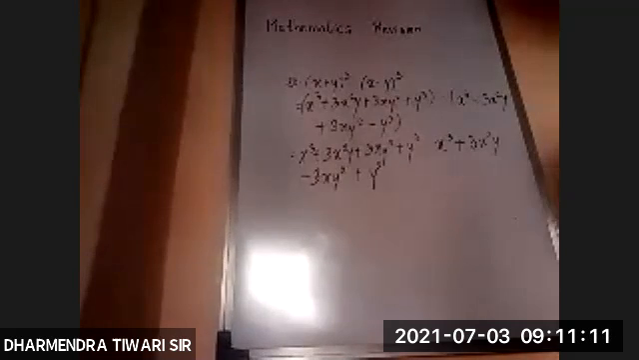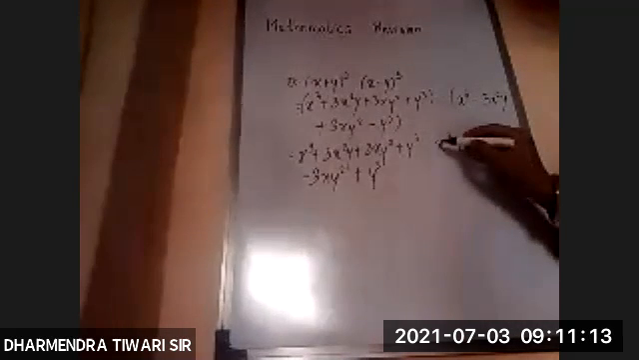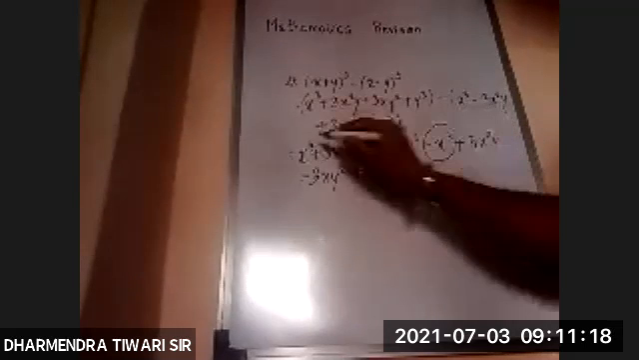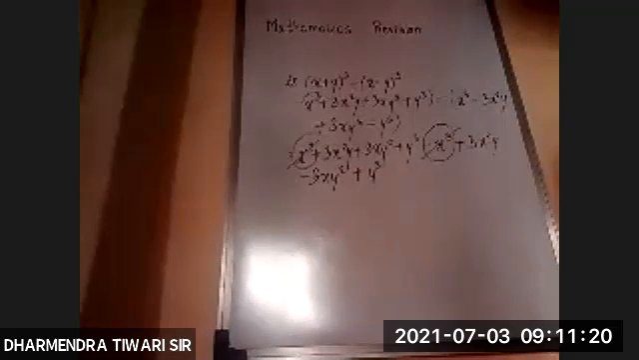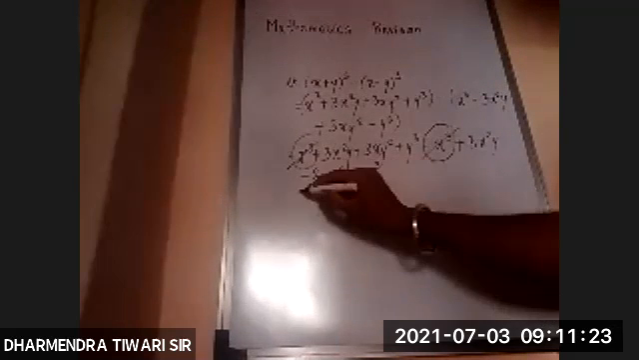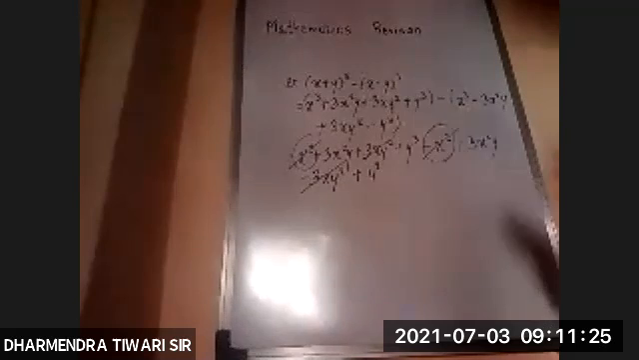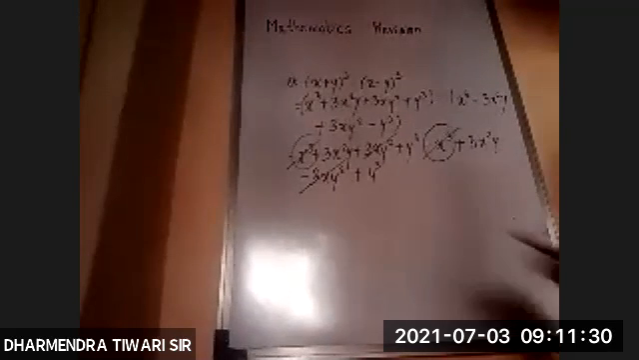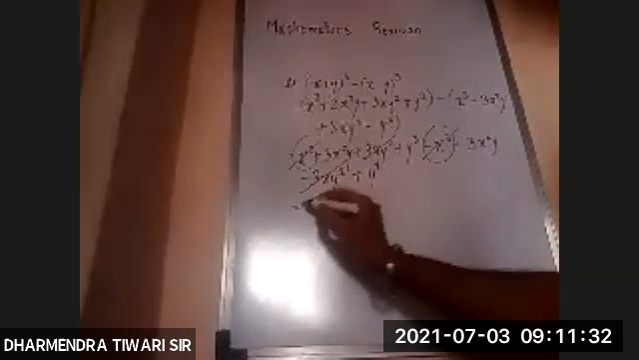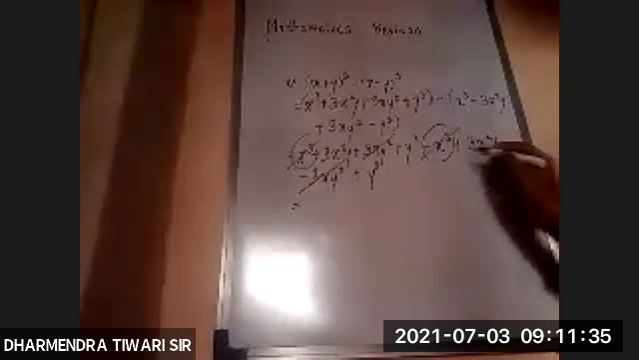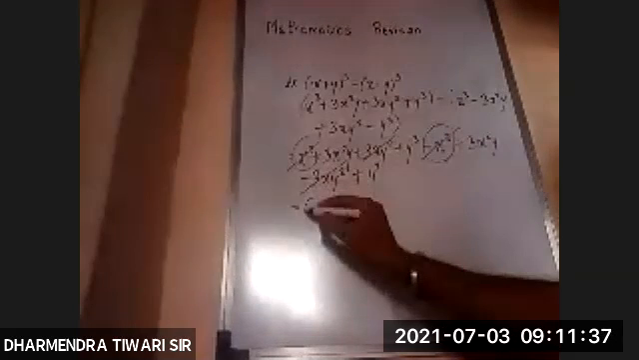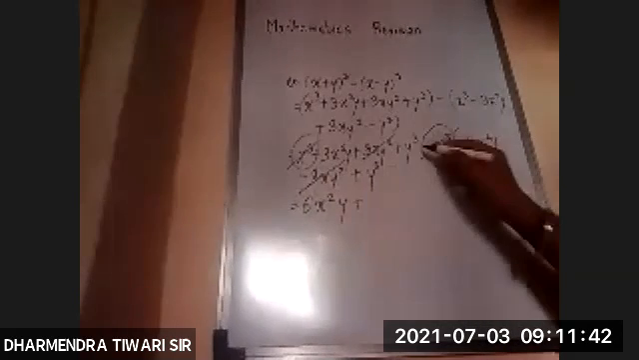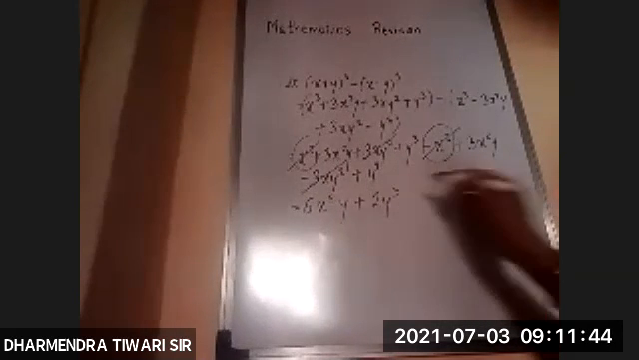Now, the terms with opposite sign get cancelled. You can see this term having minus, this term plus gets cancelled. What else? This term minus 3xy square plus 3xy square gets cancelled. What remains? 3x square y, 3x square y. 3 plus 3, 6 x square y. y cube plus y cube is 2y cube.